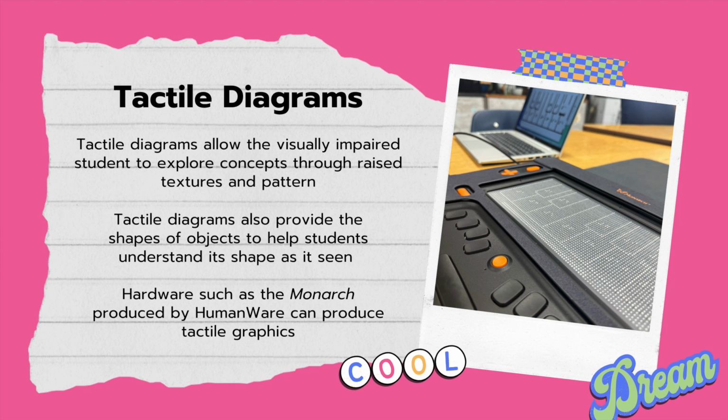Tactile diagrams can also provide the shapes of objects to help students understand its shape as it is seen, not in Braille. You can provide tactile diagrams by embossing them onto sheets of cardstock. There is also hardware available, such as the Monarch produced by Humanware, that can quickly display tactile diagrams to help the visually impaired student.